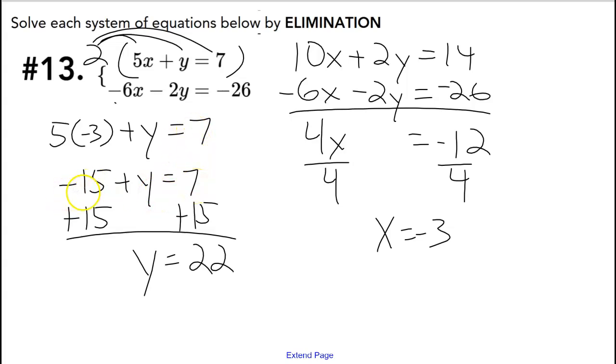Alright, I do the opposite of subtract 15 and add 15 on both sides. The 15s are going to cancel out. I bring down the y. 7 plus 15 is 22. Alright, and I have my point, negative 3, 22, and I write that out. Put the x first, negative 3, 22.